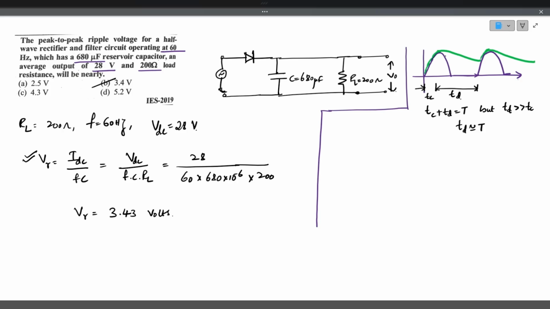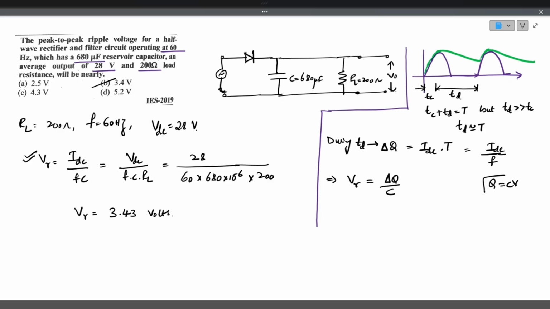Now, whatever the amount of charge that is stored in the capacitor is lost during the discharge time. Q is equal to IDC, average current, multiplied by capital T. Okay, this capital T can also be written as 1 by F. Now, if you relate this, the ripple voltage VR can be given as delta Q by C, because Q is equal to C V is the standard formula.